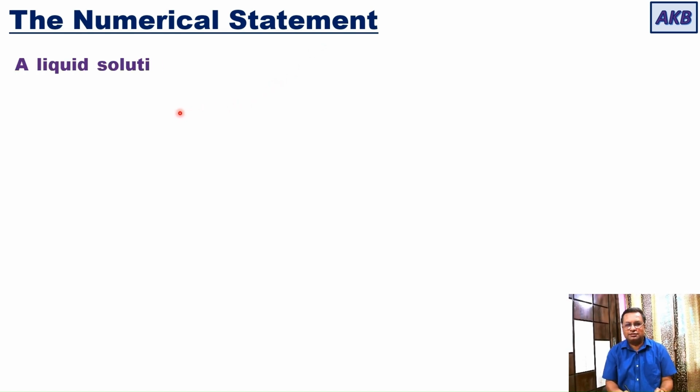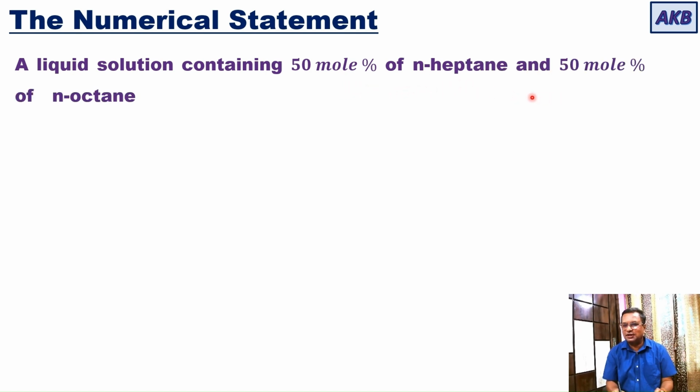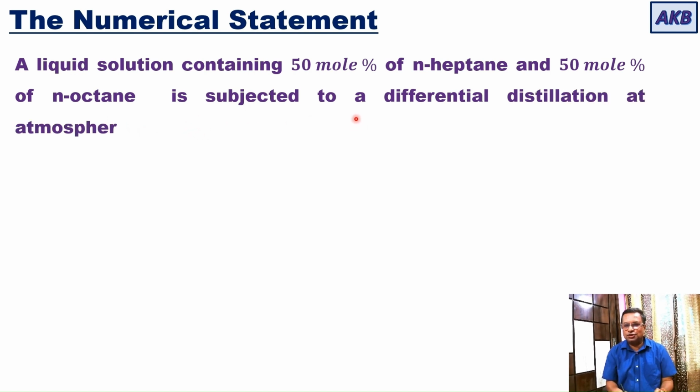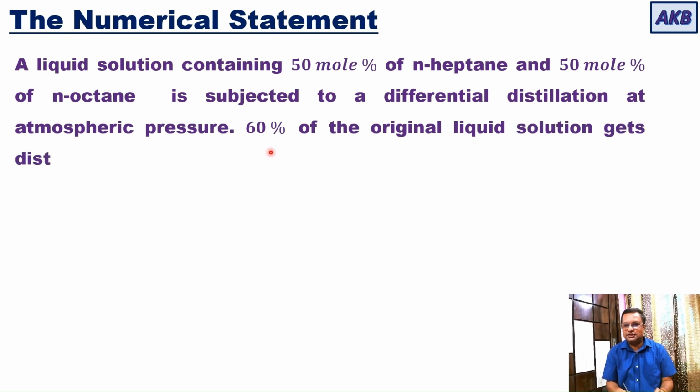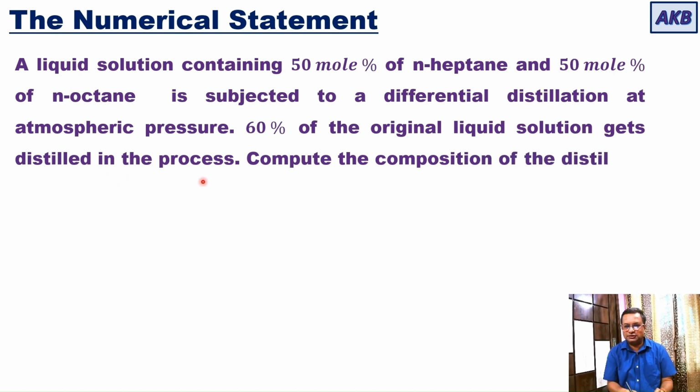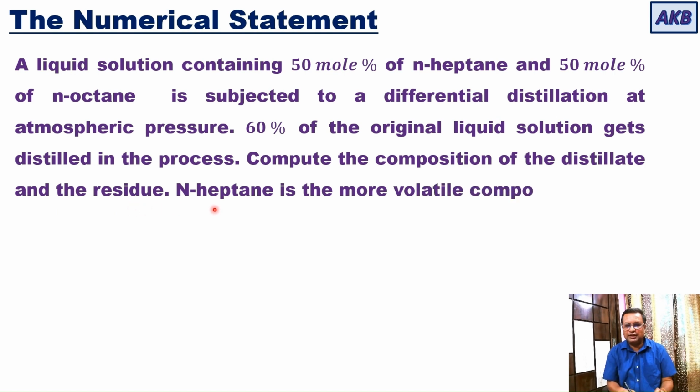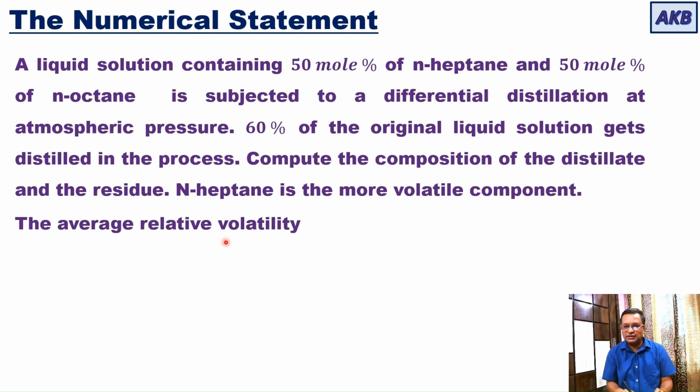You have a liquid solution containing 50 mole percent of N-heptane and 50 mole percent of N-octane. It is subjected to a differential distillation at atmospheric pressure. 60% of the original liquid solution gets distilled in the process. Compute the composition of distillate and the residue. And N-heptane is the more volatile component in this case. Plus, the average relative volatility for the system is 2.16.